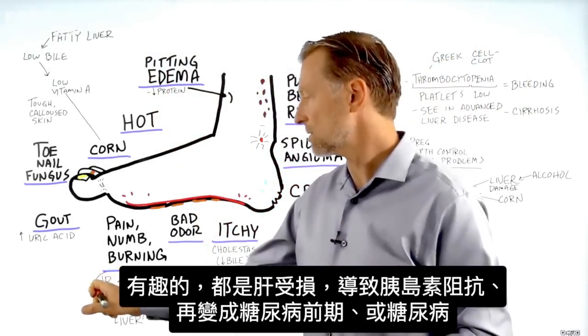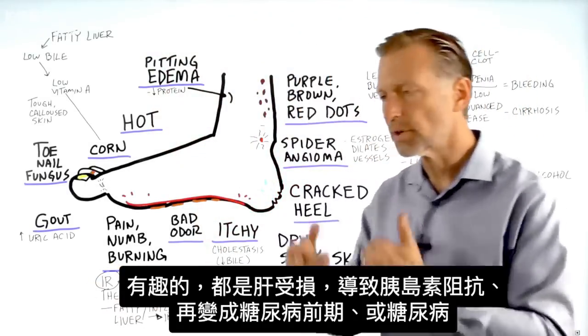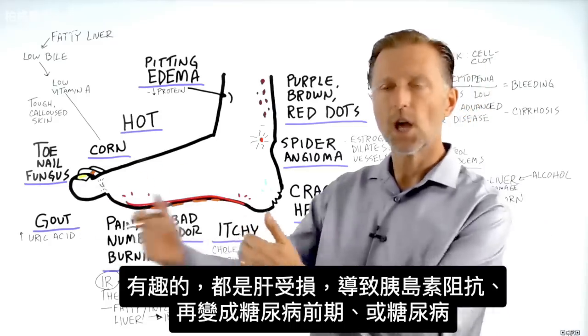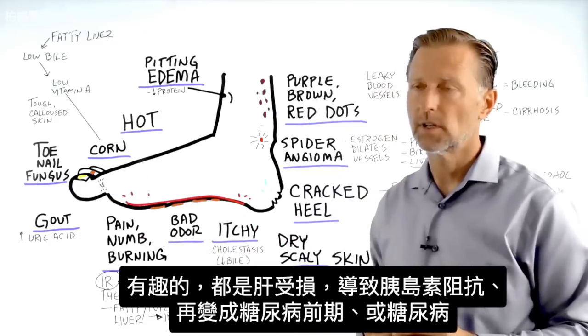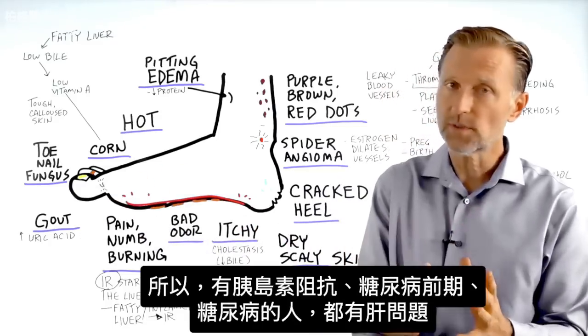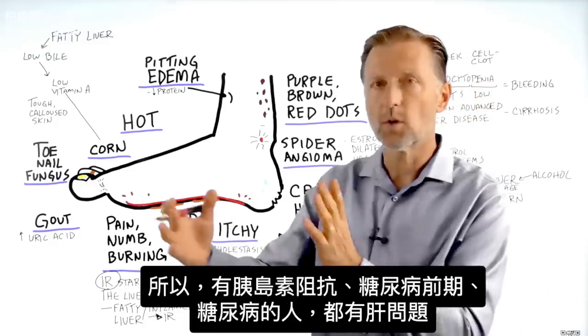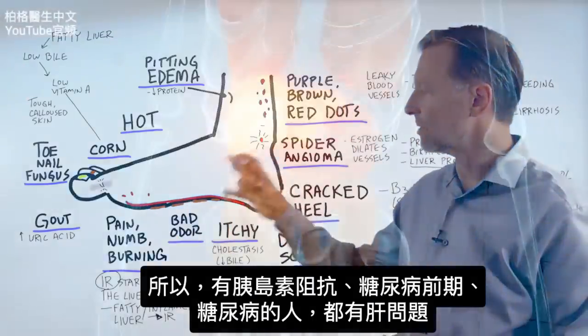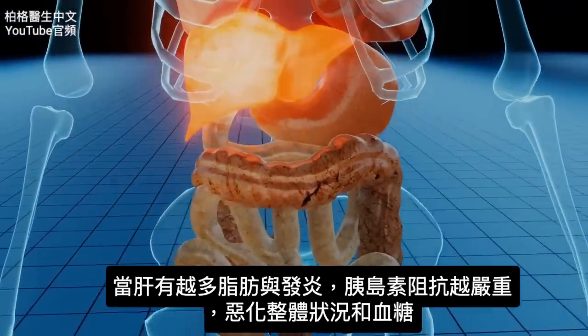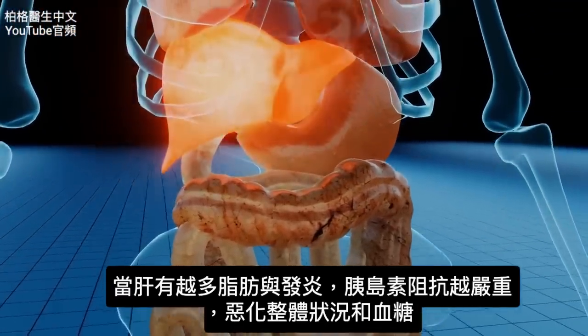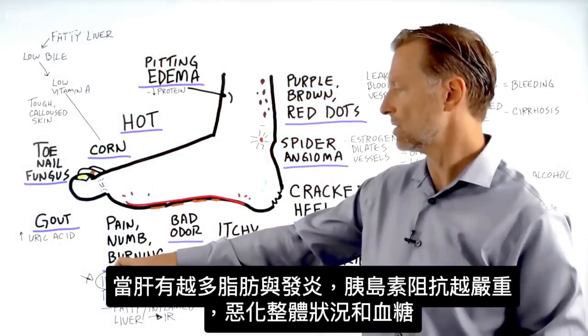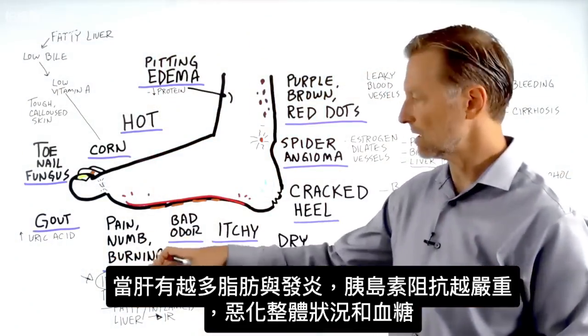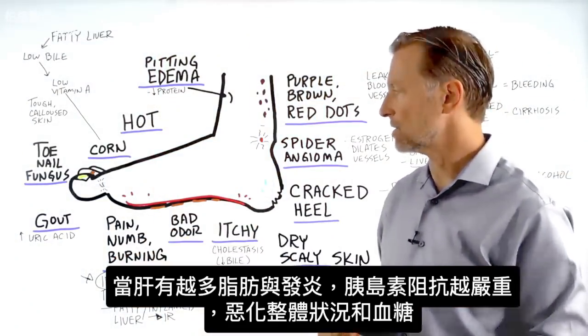Insulin resistance, which eventually turns into prediabetes and then diabetes, originates in the liver. So anyone with insulin resistance, prediabetes, or diabetes is going to have a liver problem. And the more fat and inflammation that the liver starts to develop, the more insulin resistance they're going to have, which aggravates the condition, aggravates the blood sugar situation.